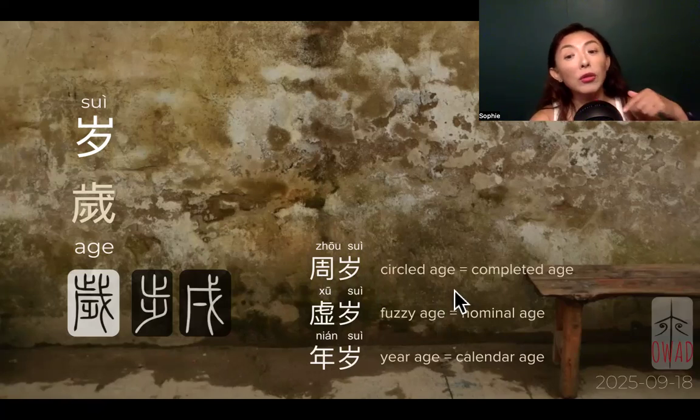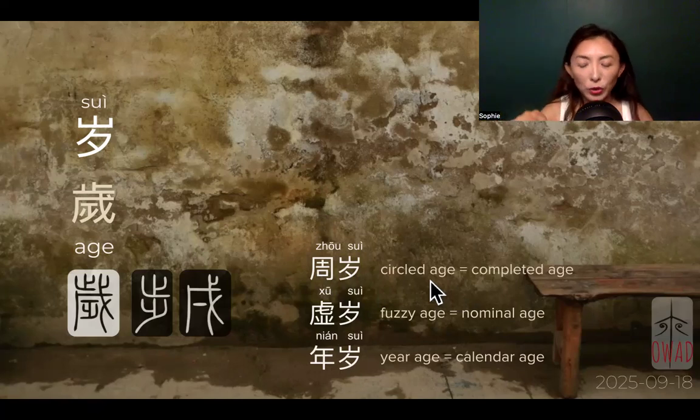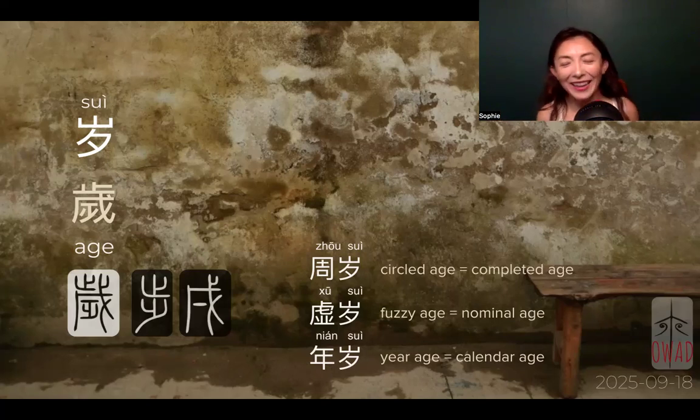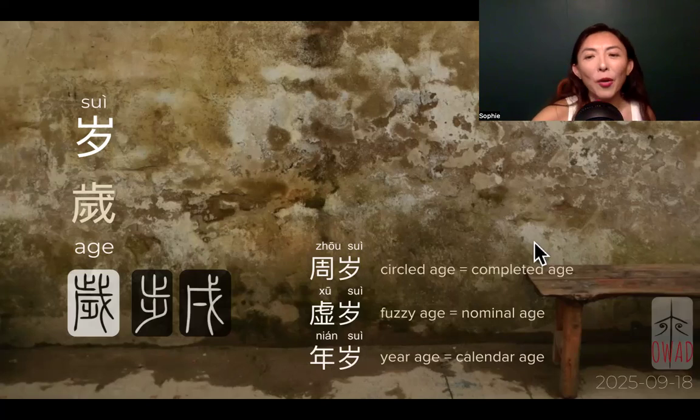We have circled age. 周 means coming to a full circle, meaning you completed the full year, and that counts as one. So it's the same counting as the calendar age in the West. After you're born, after one full year, when you celebrate your first birthday, that's you completed your 1 year, and then you're clocked as year one, right? 1 year old. So that's 周岁.